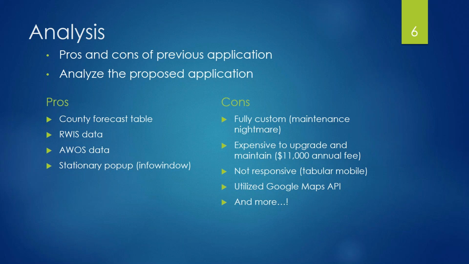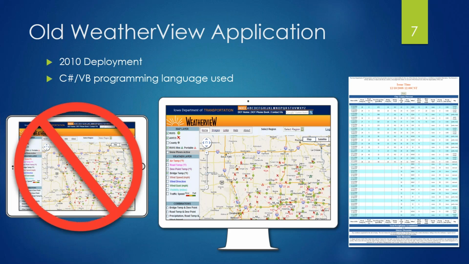Some of the cons of the old application, that it was fully custom. It was not commercial off the shelf. And so it was very expensive to upgrade and to maintain. So allegedly there was an $11,000 annual fee to the developer of the application, and anytime an upgrade or an iterative change to the process needed to be made, there was a fee for it. The application was not responsive, and so within mobile, it was actually just tabular. There was no map-centric component, and it utilized the Google Maps API, which we did not want to use. We wanted to use the ArcGIS JavaScript API and more.